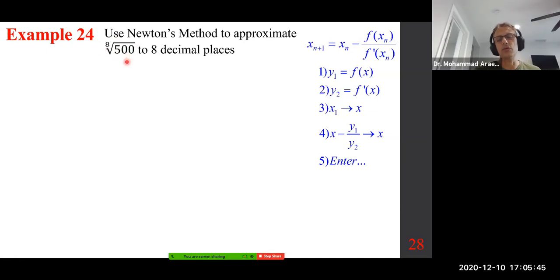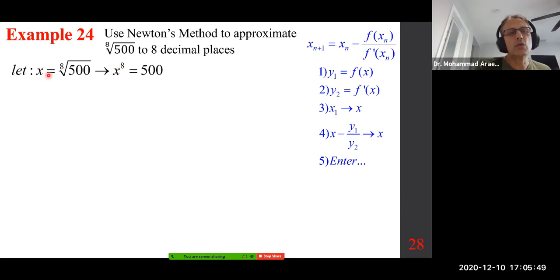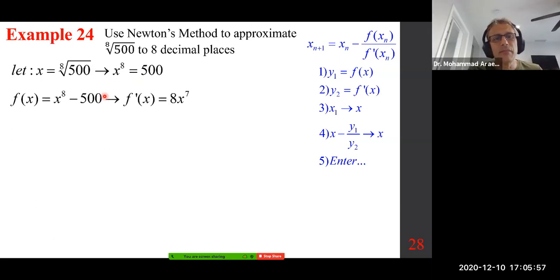So what is that? I don't know. X. Okay. If you let this one be x, then x to the power of 8 becomes 500. Take it to the same side, doesn't matter which way. And now x to the power of 8 minus 500 is f of x, f prime is 8x to the power of 7. You have to show all these steps so your reader can see how you arrive at it.